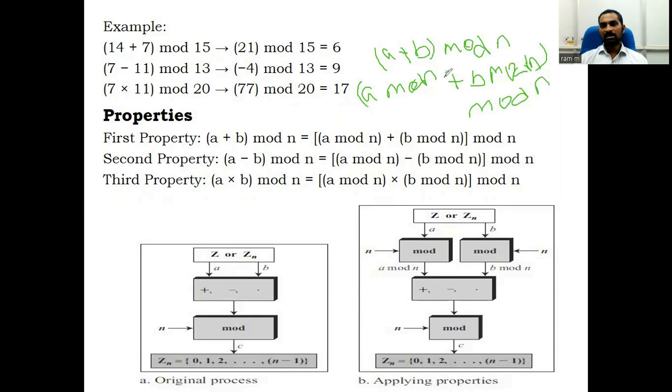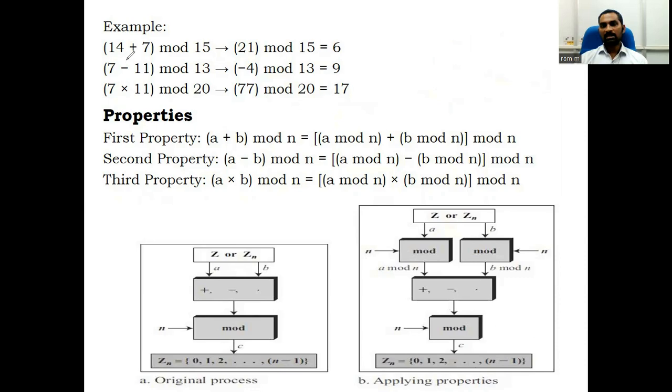Similarly, if you apply subtraction, or multiplication, with the same three operations, we can call it a distributive property. We are distributing the mod operation, right? We'll check with this example. Initially we have 14 plus 7.